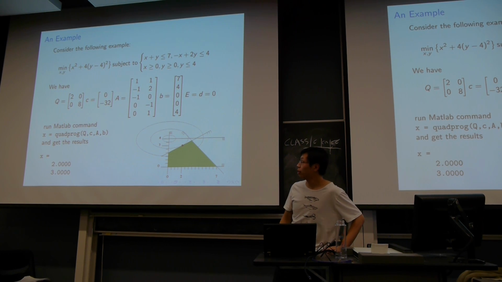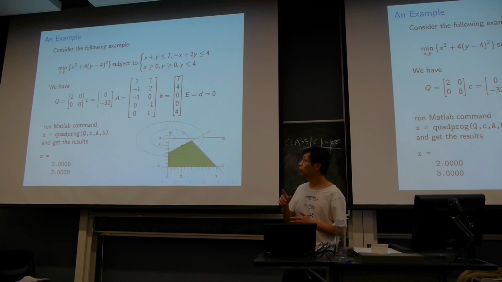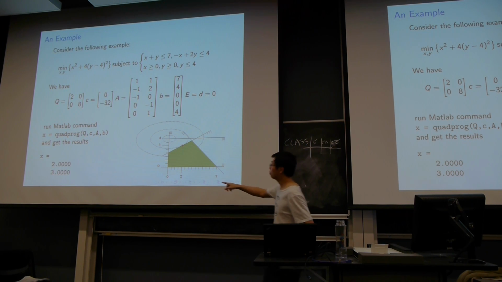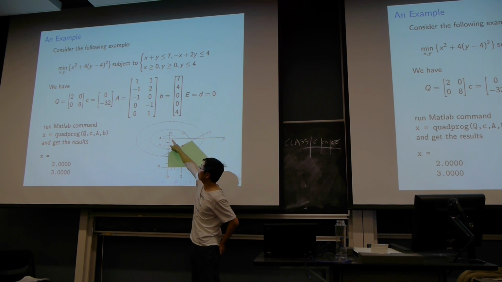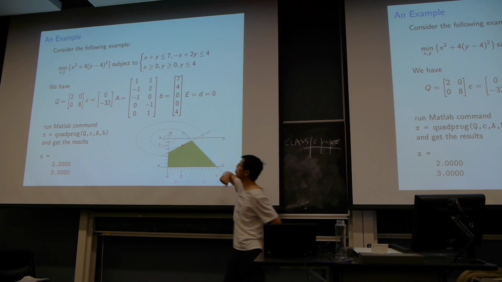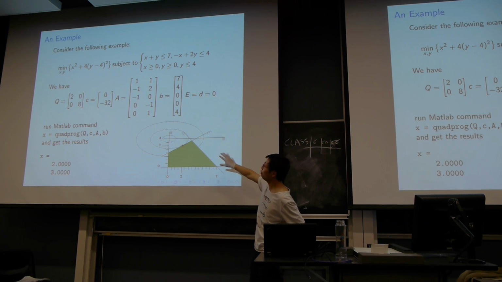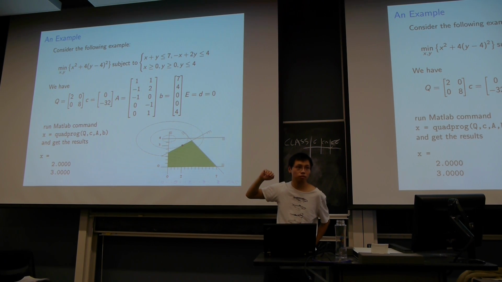We show an example here. Here is a two-dimensional example. You have two variables, x and y. Both are scalars. So your quadratic plane is an ellipse. It's centered at x equals 0, y equals 4. So this is the center, and this ellipse is the quadratic term. You have 1, 2, 3, 4, 5 inequality constraints.